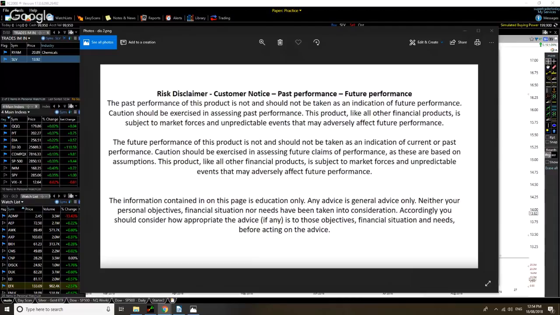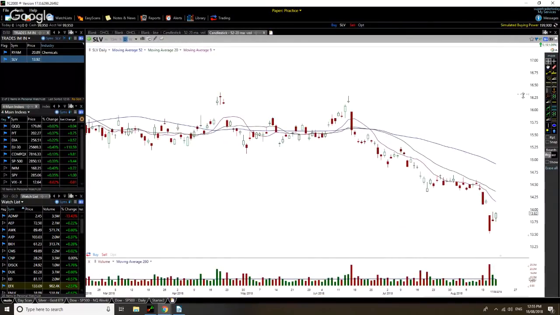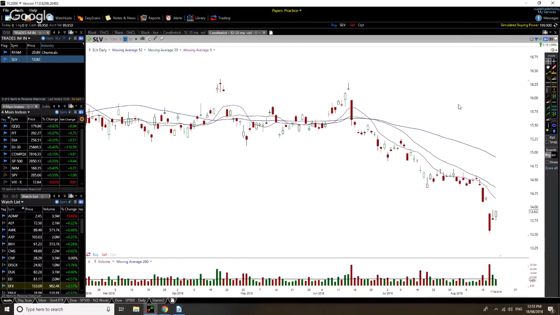Obviously there's risk in the markets. Do not place a trade based on what you see in this session. This is not financial advice. This is just to educate you and help you become a much better trader, because I don't know your personal situations. And obviously, past performance doesn't equal future performance in the markets. So with that being said, let's get started into how to take the confusion out of the charts.